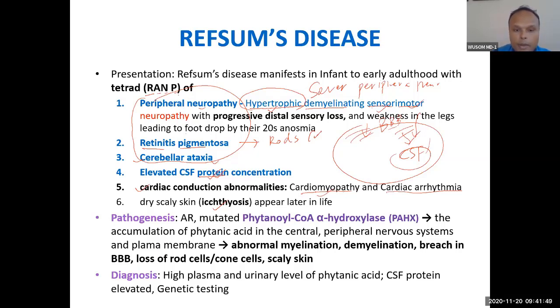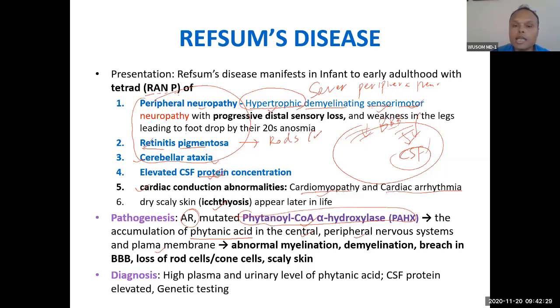So what is the pathogenesis? It is an autosomal recessive disorder, a mutated gene which produces this enzyme. Phytanoyl coenzyme A alpha hydroxylase is mutated. Because of that, what will happen? Phytanic acid is not metabolized, and this phytanic acid will accumulate in the central nervous system, peripheral nervous system, autonomic nervous system, and plasma membrane. It will deposit in the plasma membrane of the rod cell, so the rod cell will die. Then other cells also. That is why this will lead to a massive problem, slowly but massive.